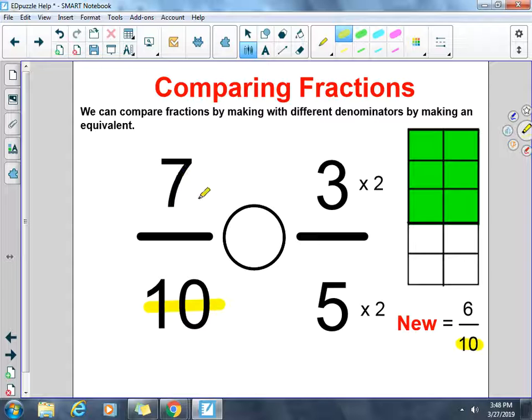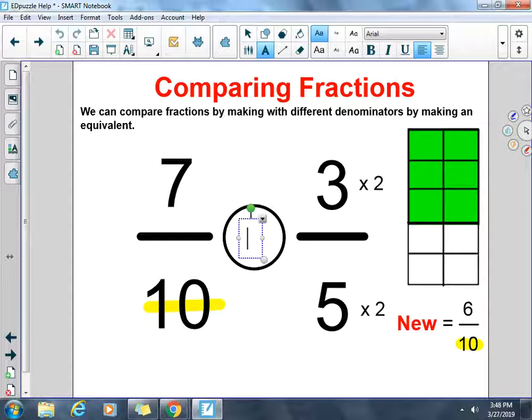Well, I know 7/10 is more than 6/10. So if 7/10 is more than 6/10, 7/10 is also going to be more than 3/5, because this here is the same as this, as you can see in my picture. So I know that 7/10 is greater than 3/5. And I did that by making an equivalent fraction for 3/5 that was easier to compare to 7/10.